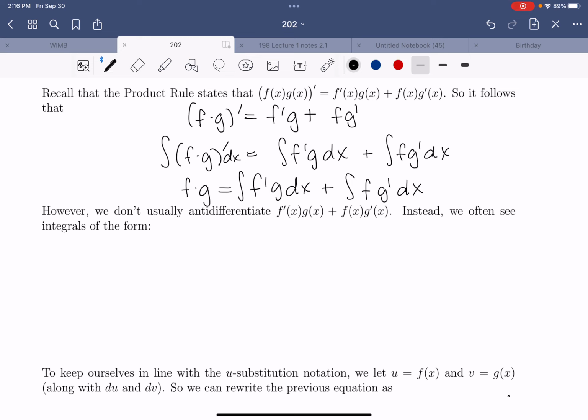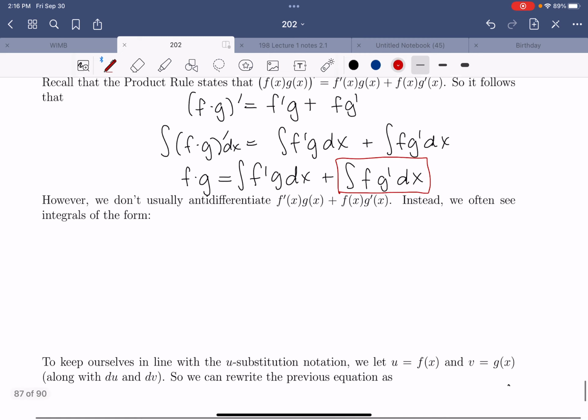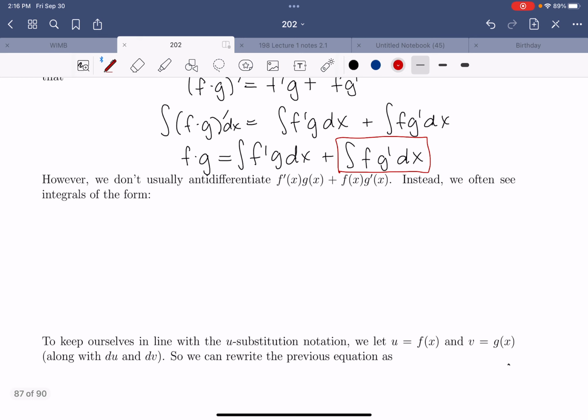Okay, but we typically aren't seeing questions where we're just going to take the sum of two things and take the antiderivative or take the integral. So what we're going to do is rearrange this a little bit. And I am going to subtract off this last one, this one right here. So we're going to subtract this one. Scratch that. We're going to subtract this one from both sides.